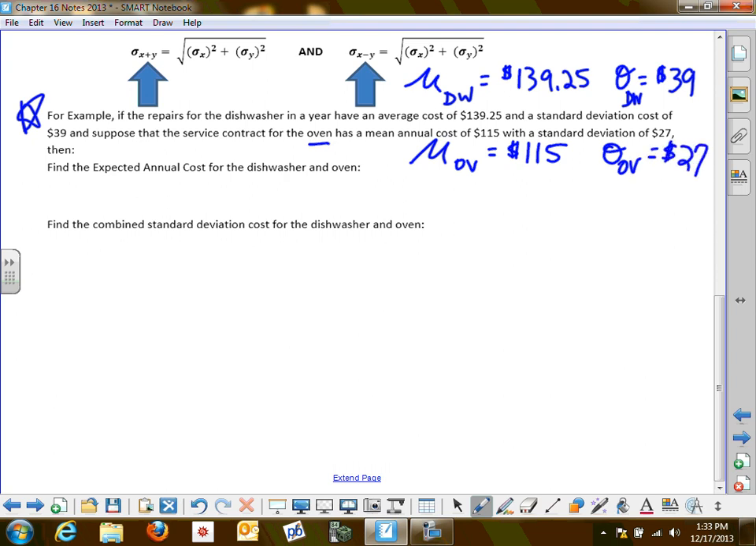Okay, so I am interested in, as a business owner, what is my liability for my combined appliances of those ones. And of course you'd be having more, and you just do the same thing with more. So here's how you notate that. The mean for the dishwasher plus the oven equals. And what did I say that you get to do on that? You just add them like you normally would. And that's going to be the $139.25 plus the $115, and that's $254. Wait, $254.25.